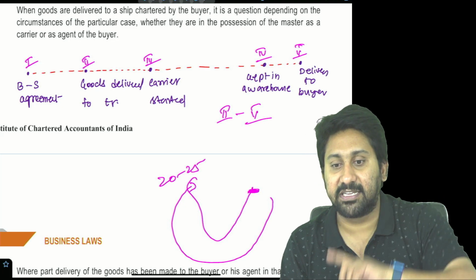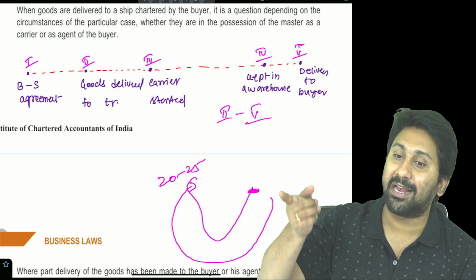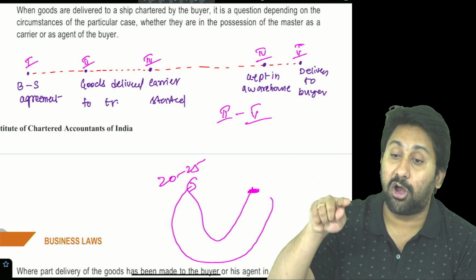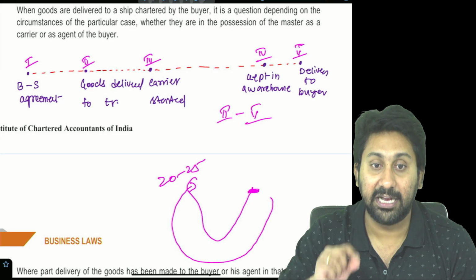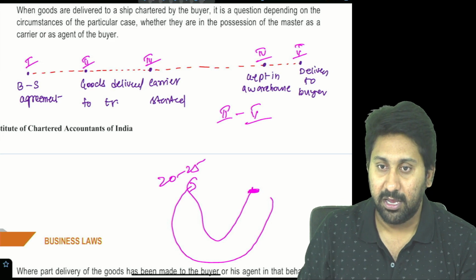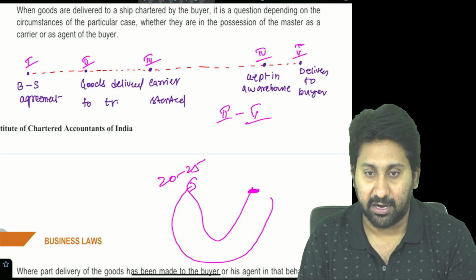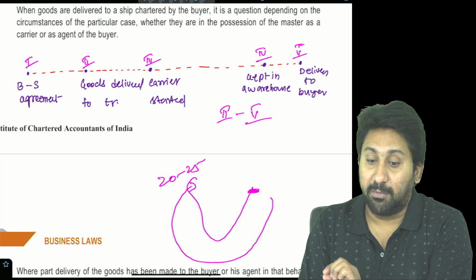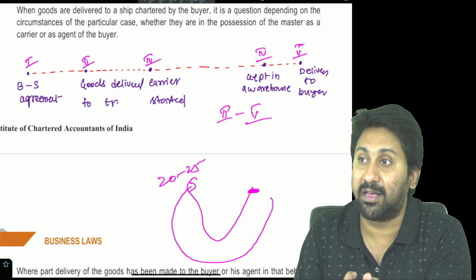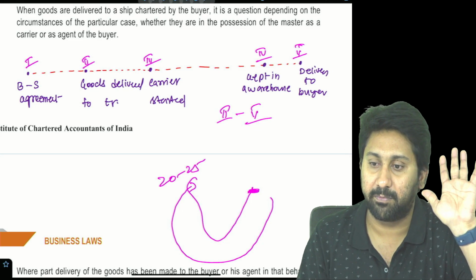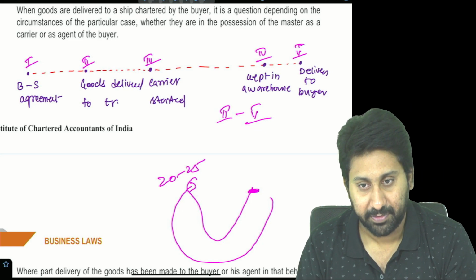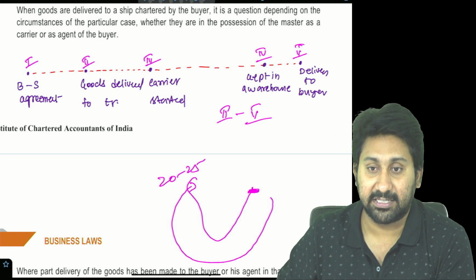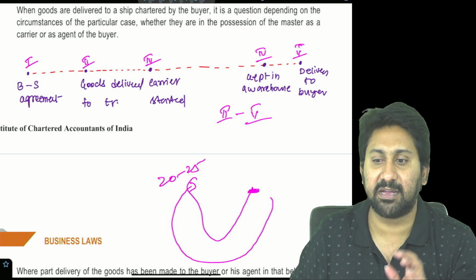But a reverse case arises, where that particular carrier vehicle is hired not by the seller but by the buyer. It depends on the agreement. In the agreement, if you clearly write that the master of the ship is an agent of the buyer, the moment you deliver the goods to him in Calcutta, transit will be completed. Am I clear?